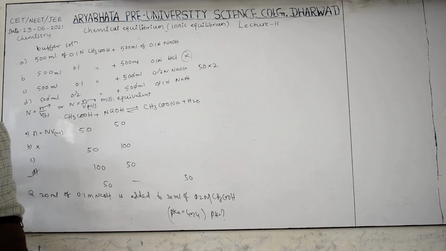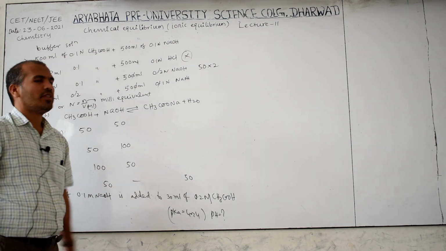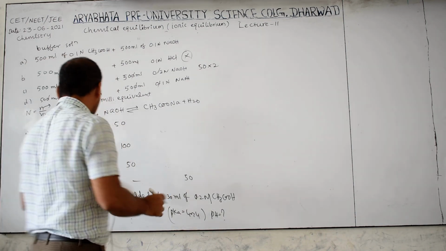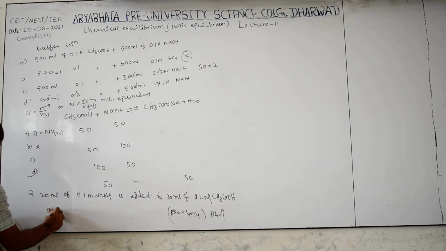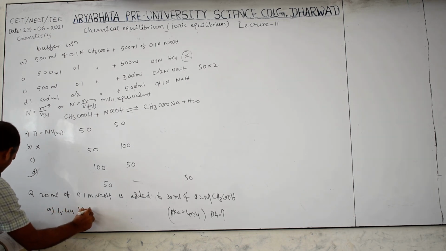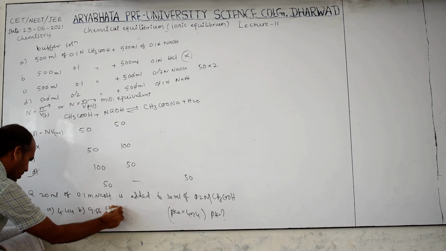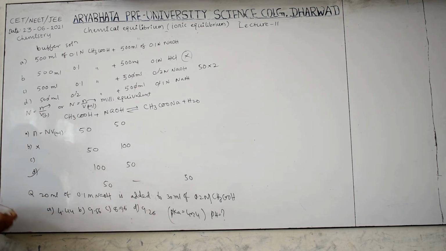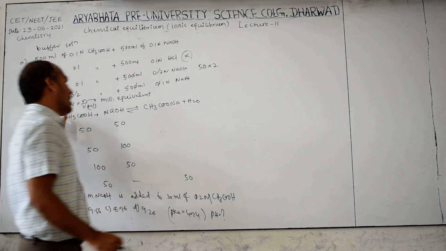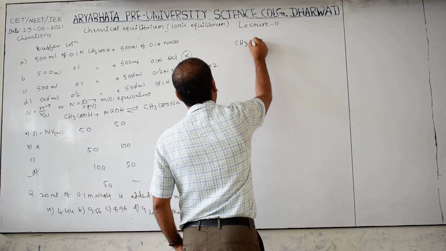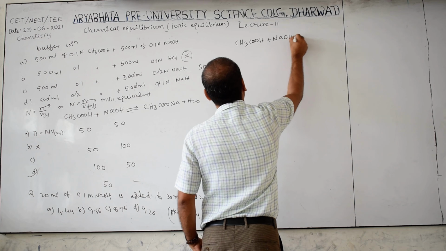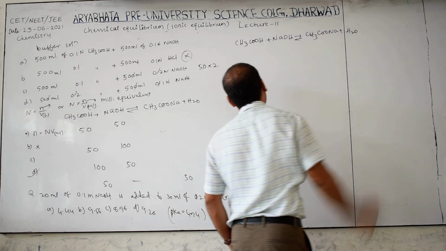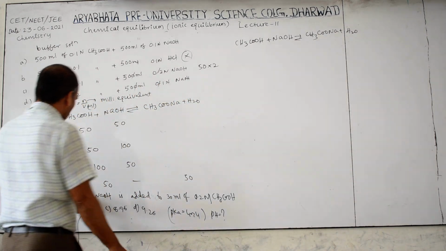Then how to calculate this? When an acid and base are given, always try to write the equation. First I will give the options. Note them down. Option A is 4.4, B is 9.56, C is 8.96, D is 9.26. Okay, so how to calculate? Observe: CH3COOH plus NaOH gives CH3COONa plus H2O.